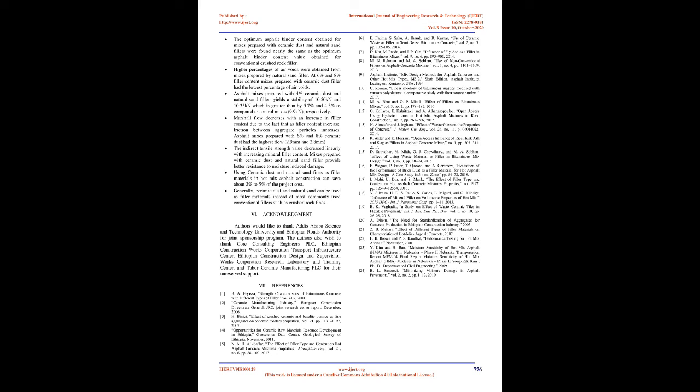The results obtained for optimum asphalt binder content were selected for economic analysis of hot mix asphalt using ceramic dust and natural sand as filler material, as compared to conventional crushed rock fines. The evaluation was conducted by considering the cost of asphalt binder and filler for each mix combination and assuming 1 km of 4 cm thickness wearing course per meter width. Figure 10 indicates the economic evaluation of asphalt mixes.